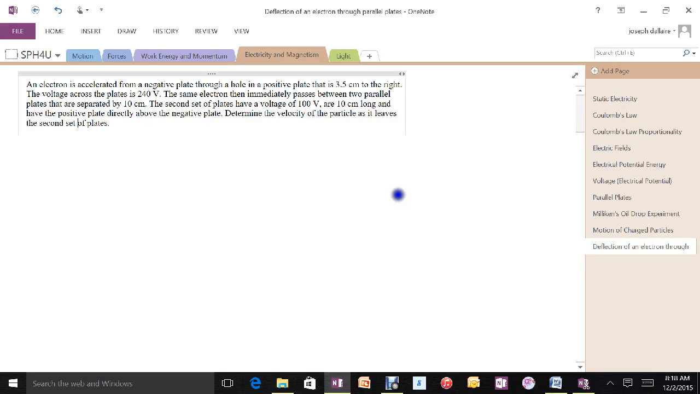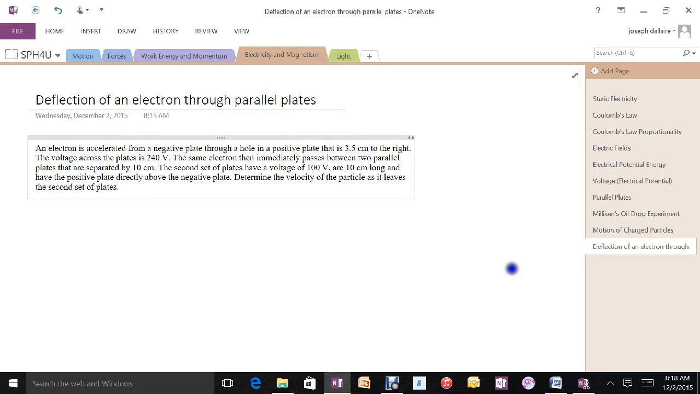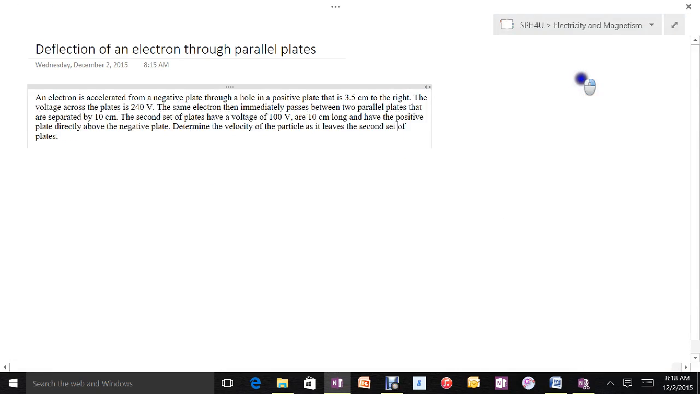Alright, in this example I'm going to look at the deflection of an electron through parallel plates. So what we're going to have is an electron that's accelerated from a negative plate through a hole in the positive plate. So we're going to have a plate here and then another plate here, but it's just going to have a tiny hole in it. We're going to have an electron here, and he's going to be going from the negative plate to the positive plate. So if it says the voltage across the plates is 240 volts, so if this is 0, this will be 240 volts.